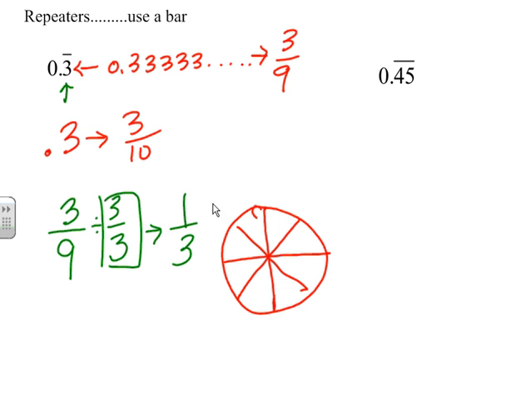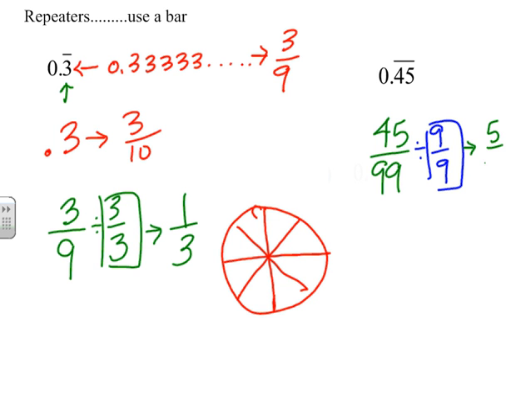We can use that rule again here, showing 45 hundredths repeating. So this is going to be 45 divided by 100 take away 1, which is 99. So 45 divided by 99. We think about the largest number that divides into both 45 and 99, and that's 9. And then we can simplify that down to 5/11.